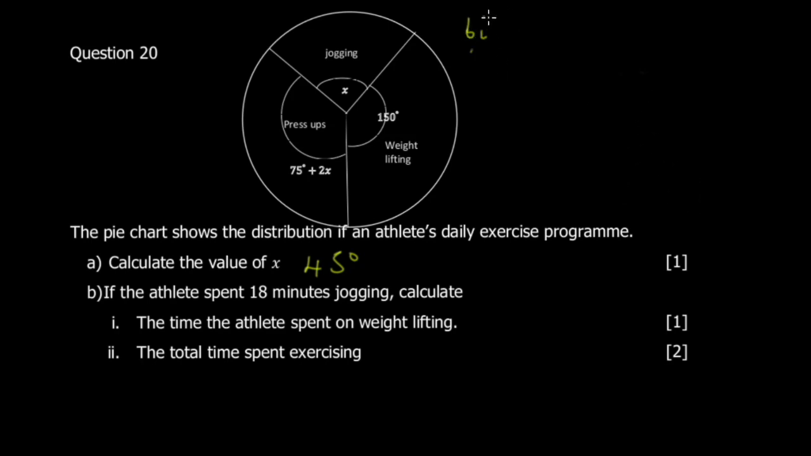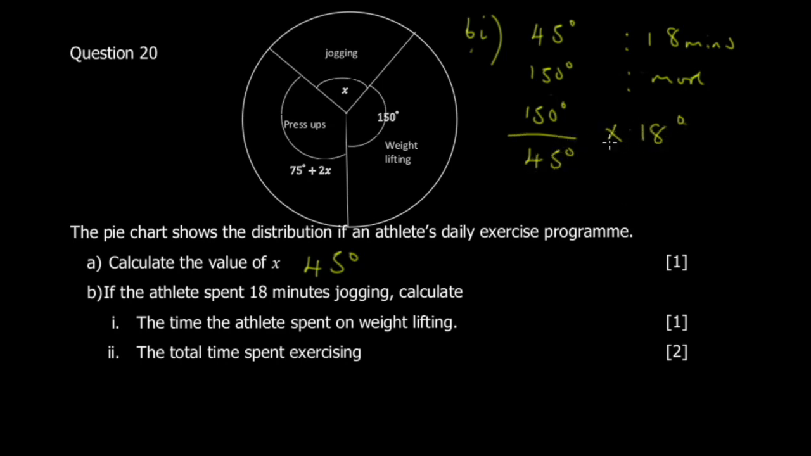So B1, what does it require? The time the athlete spent on weightlifting. So we're given now, if the athlete spent 18 minutes jogging, which means 45 degrees. So 45 degrees is to 18 minutes, okay? So we are asked to find the time spent on weightlifting. So weightlifting would be 150. 150 degrees would be equal to, by simple proportion, it'd be more. So if it's more, bigger number at the top. So 150 divided by 45 degrees multiplied by 18, like this.